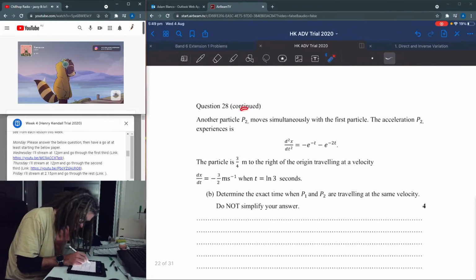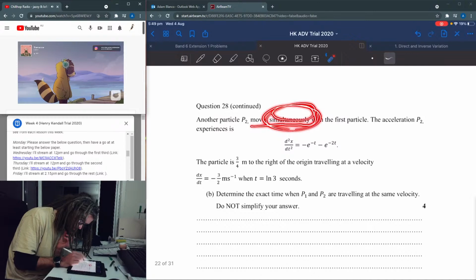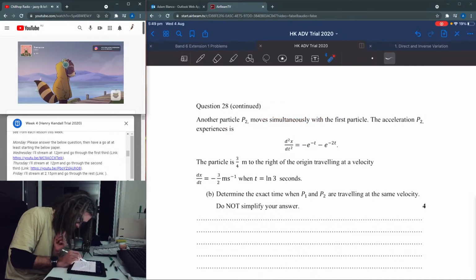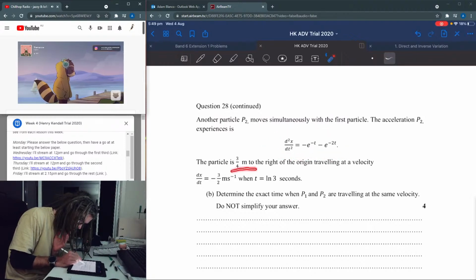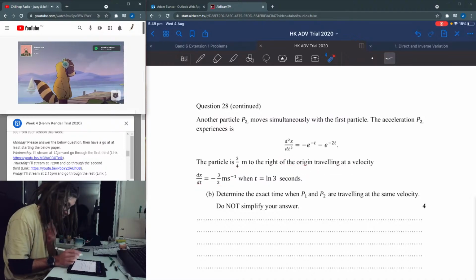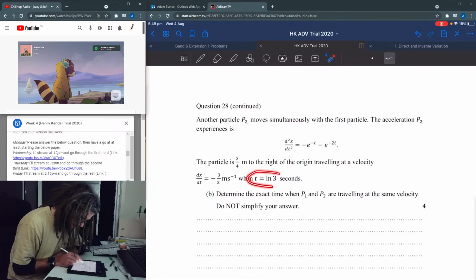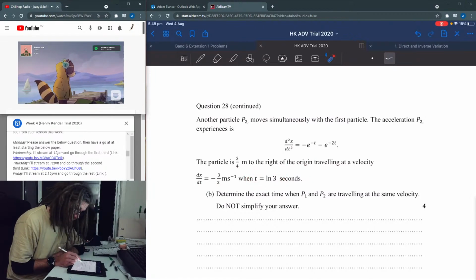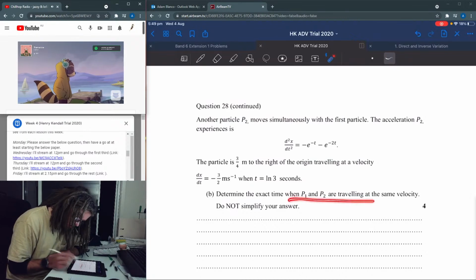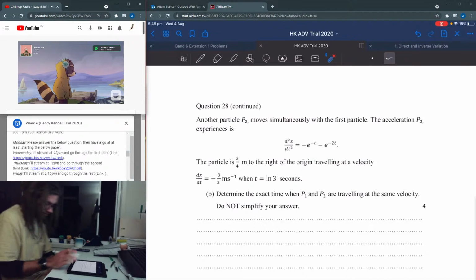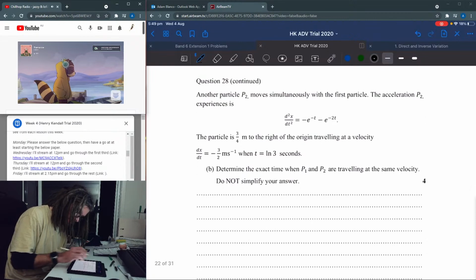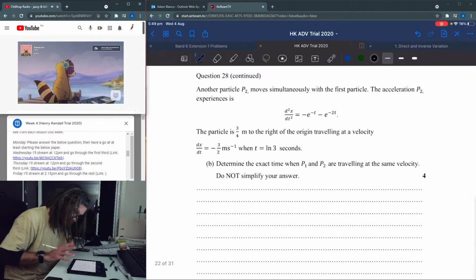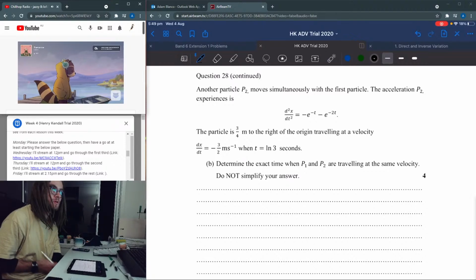Uh-oh. Another particle, P2, moves simultaneously. The acceleration is this. Second derivative again. Again, it's to the right of that, and traveling at a velocity of that when t is... Oh, so this is not when t is 0, it's t equals ln 3 seconds. Determine the exact time they're traveling at the same velocity. Alright, challenge accepted. So I'm going to have to find the velocity of each of them and set them equal to each other.